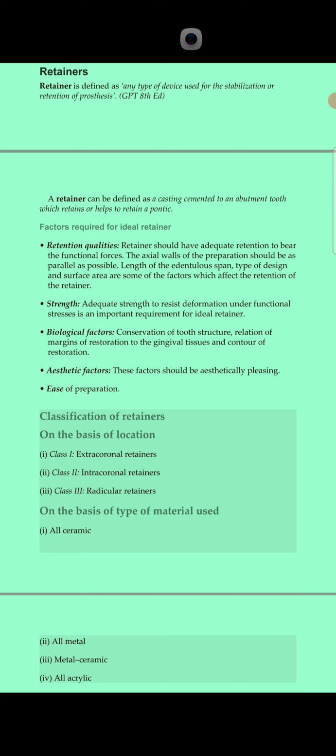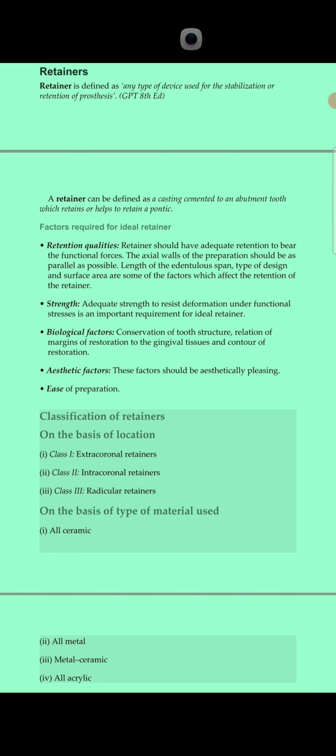Now come to the factors required for an ideal retainer. What are the factors which are required for an ideal retainer? There are 5 factors. Number one is the retention qualities. In retention qualities, the retainer should have adequate retention to bear the functional forces. The axial wall of the preparation should be as parallel as possible. Length of the edentulous space. First is the retention qualities.